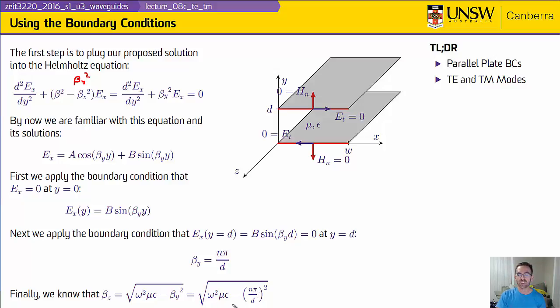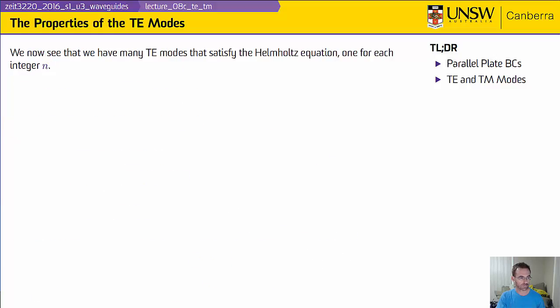So as n increases, the argument underneath the square root is going to decrease. And that's a very important property of these transverse electric and transverse magnetic modes. They have a different beta sub z for every value of n. As we just said, we have many different solutions to the Helmholtz equation, one for each integer n.